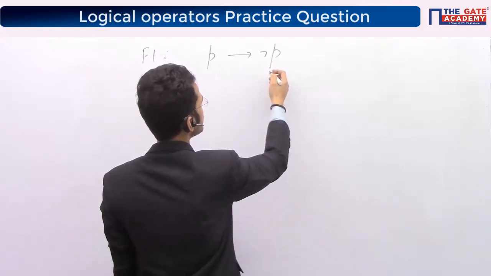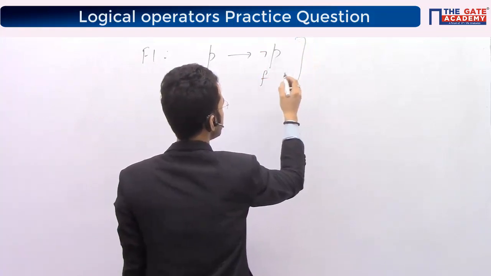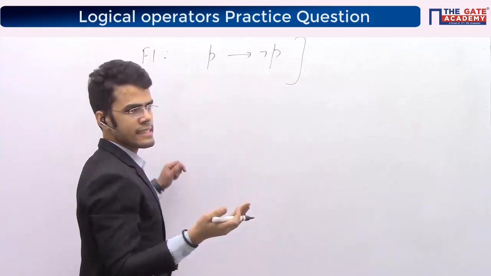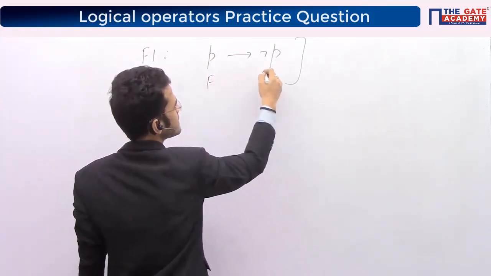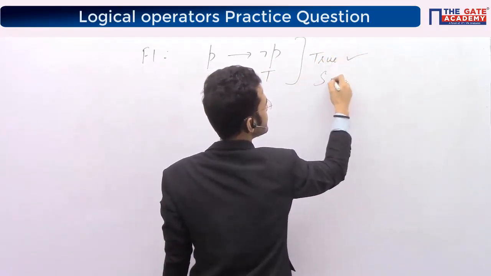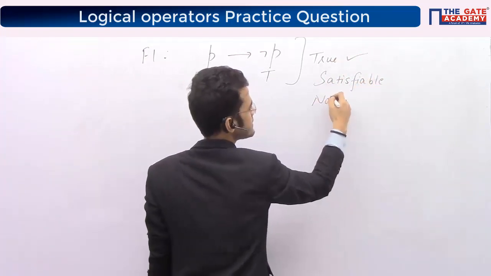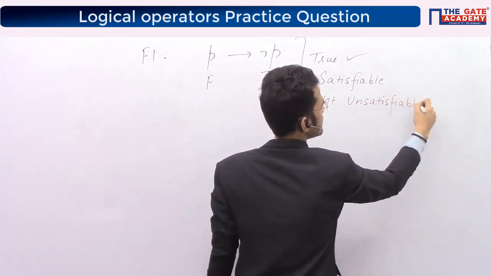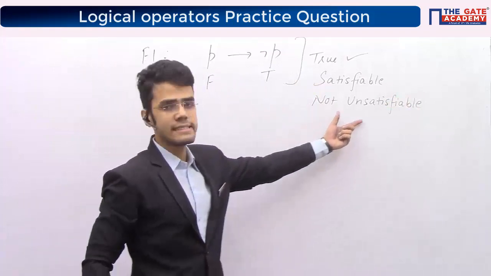How can I find a true case? The false case happens if this is true and this is false. So I don't have to generate that, I have to generate a true case. You can check your truth table, any case. If you put P to be, let's suppose, false, negation P becomes true, and false implies true gives you a true case. So clearly this is satisfiable, and not unsatisfiable, because I have got one true case. Unsatisfiable means always false.